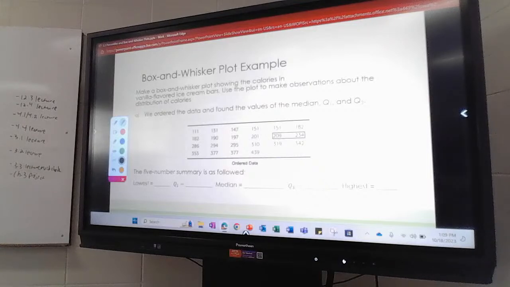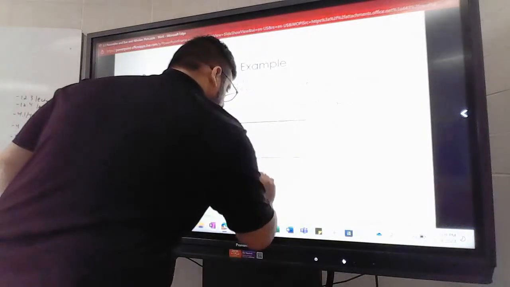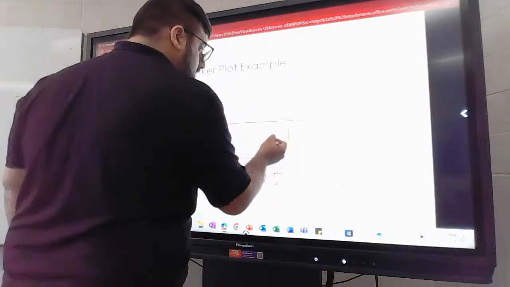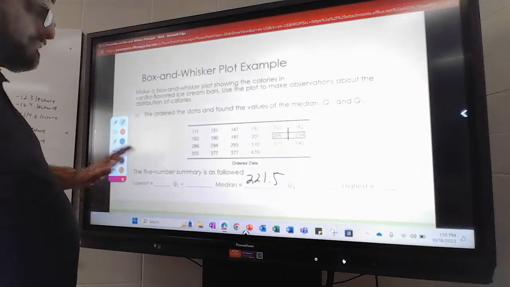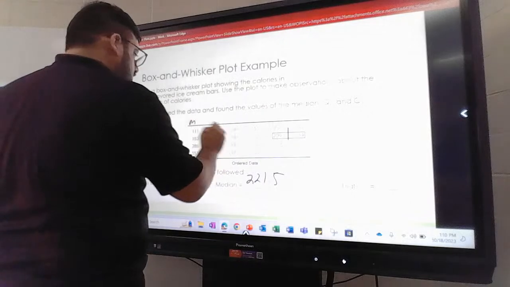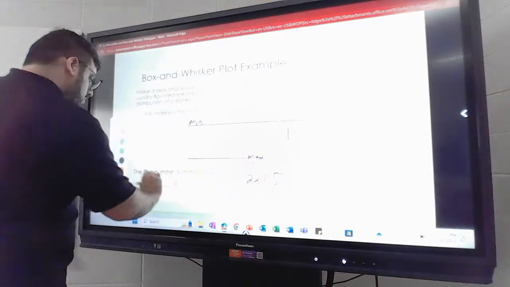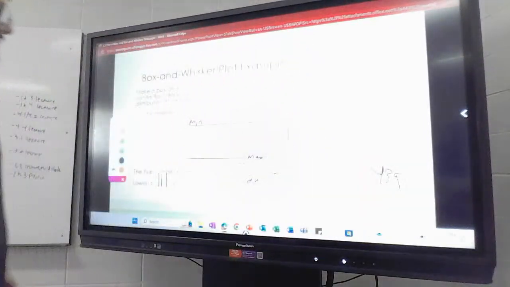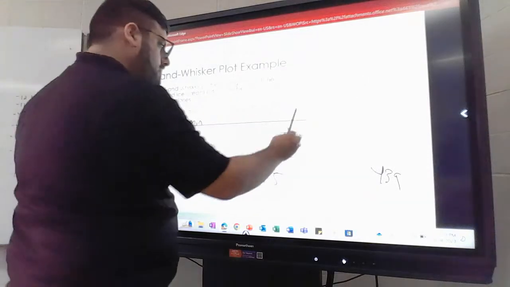I have 234 plus 209. I get 443 divided by 2, which is 221.5. That's my median. Here it is. Because 209 and 234 aren't my median, I can include them when I'm looking for my quartiles. But before I do that, let's recognize our minimum value and our max value: 111 and 439. All right, let's go ahead and look for our first quartile. We're going to start here and work our way down. Here we go, 182.